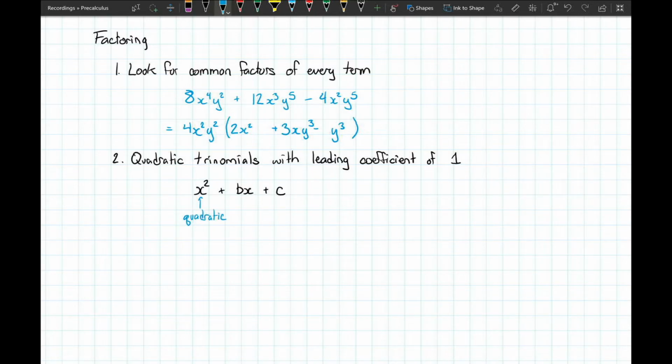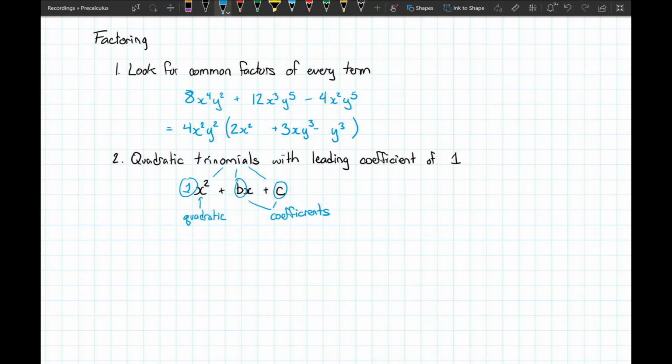The term after that is just an x, and that's considered linear. It doesn't have a square. And the third term there is just a constant. So because the highest power is quadratic, that's where it gets its name. It's a trinomial, 3 terms. And this part with a leading coefficient of 1, that's because the coefficient, the number in front of the x squared there, is actually a 1. We haven't written it down. The other coefficients, b and c, can be anything you like.